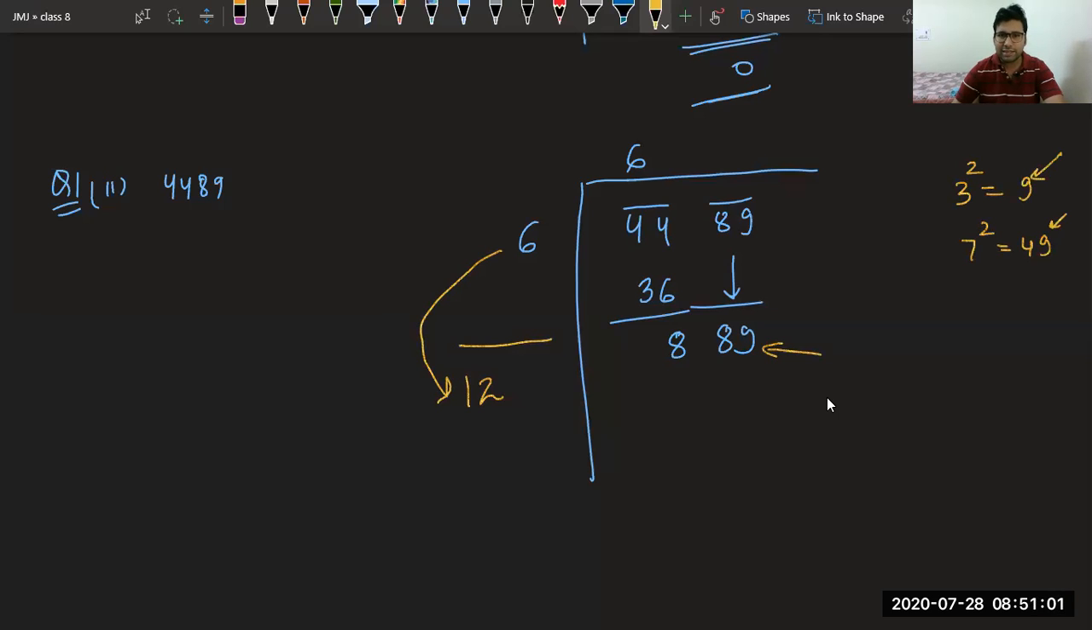Now let us understand. If we take 3, obviously 3 ones are 3. This is 8 over here. It will not work. So I will go with 7. 7 7s are 49. 7 2s are 14 plus 4, 18. 7 1s are 7 plus 1, 8. So we have got 0 as the answer. So therefore, the square root of 4489 is 67.